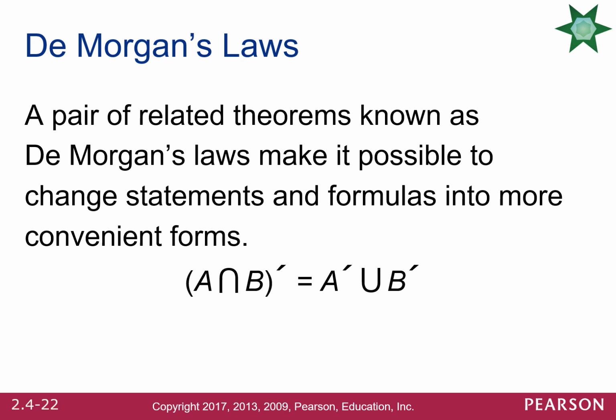The other one, there's a second one which says the complement of A union B is equal to the complement of A intersection the complement of B. All right, so these two are special laws. They are termed as De Morgan's laws, and they are used a lot in set theory. All right.